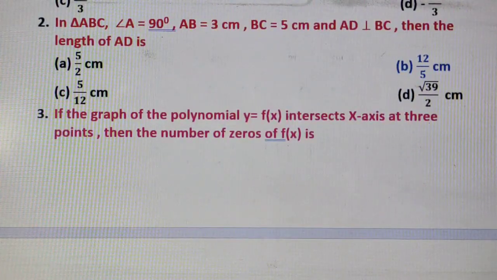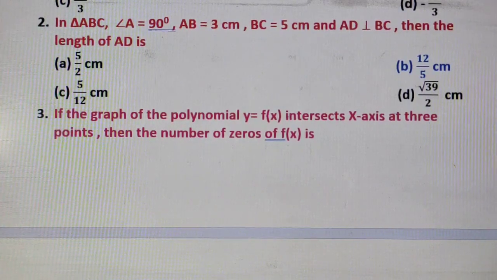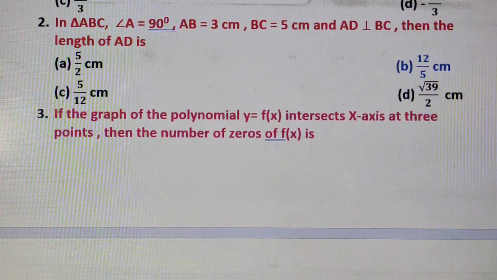In triangle ABC, A is 90 degree, AB 3, BC 5, AD perpendicular BC. Then length of the AD. Here you see, A is 90 degree, therefore BC is the hypotenuse. So by Pythagoras theorem, we find value of AC equal to 4, and here BC equal to 5, that is 3 into 4 is 12, 12 by 5 centimeter.